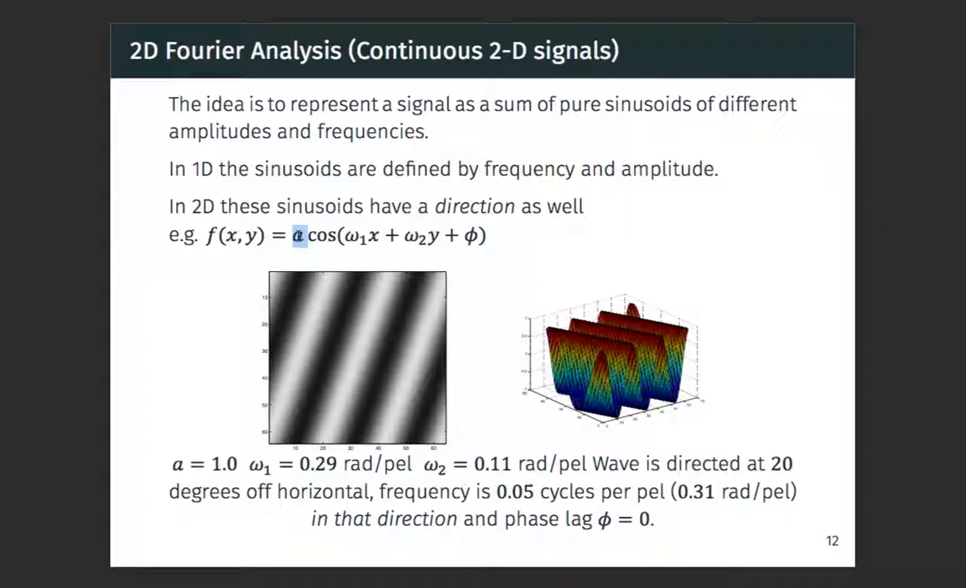Phi here is the phase of your sinusoid, and A is your amplitude. So when you look at the profile of that in 2D, you get a picture representing this. You have this kind of wave pattern. This is a 3D representation of that.